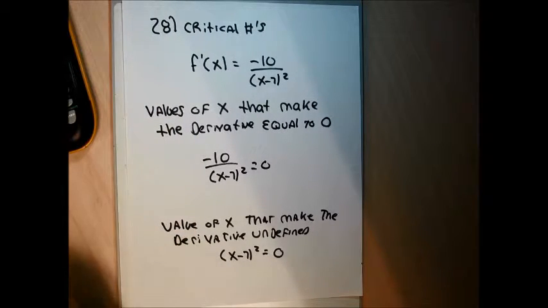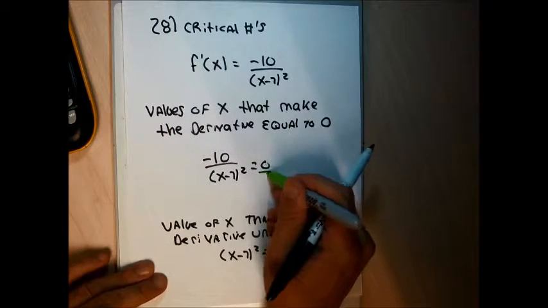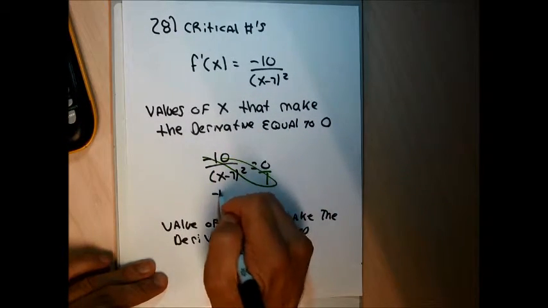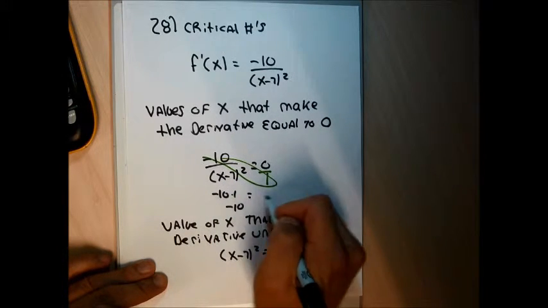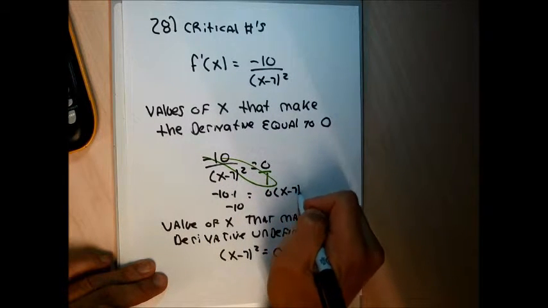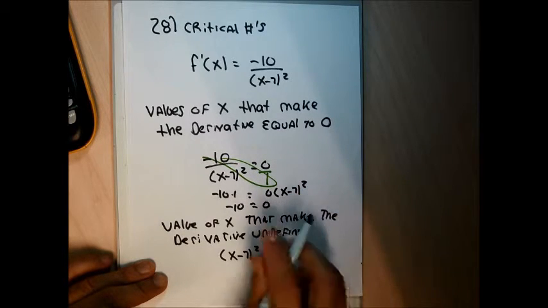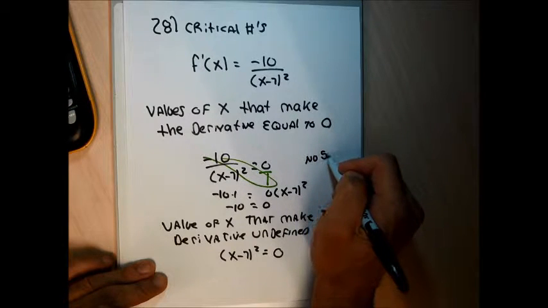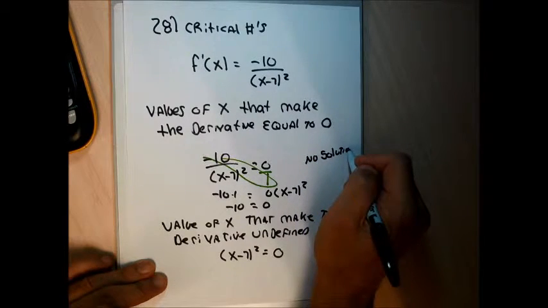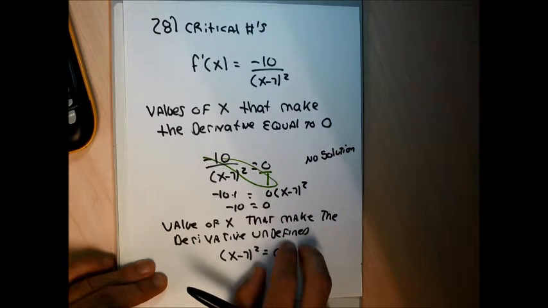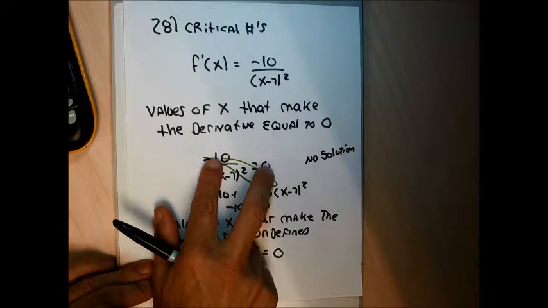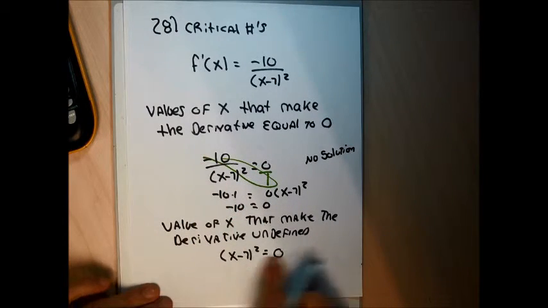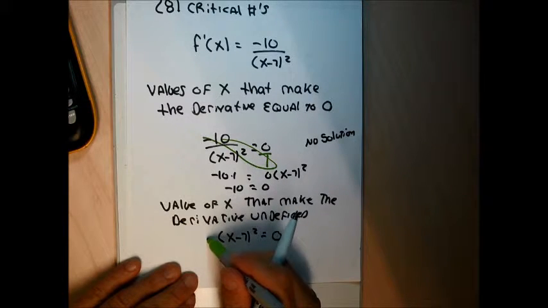Just like I did with the last derivatives, I can make this into a fraction and cross multiply. Negative 10 times 1 is going to be negative 10, and 0 times x minus 7 quantity squared is going to be 0. There's no solution because the x's drop out here. Generally, when you're trying to find the values of x that make a derivative 0, and if the derivative is a fraction, it's enough just to set the numerator equal to 0, because when you cross multiply, that's what it turns into.